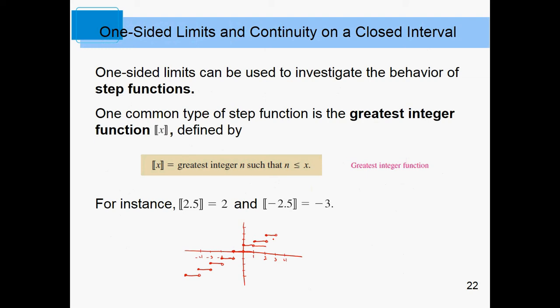Notice that at the actual integers, at -4, we've got a gap, right? We've got a jump discontinuity. At jump discontinuities, we can only talk about right or left-hand limits. We can't talk about the regular limit because obviously the limit doesn't exist because they're going to different points. That's kind of the definition of a jump discontinuity. So this is a good way of seeing how we can use one-sided limits in that context.